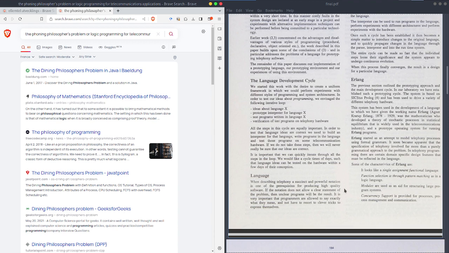Languages. When describing telephony, a succinct and powerful notation is one of the prerequisites for producing high-quality software. If the notation does not allow clear statement of the problem, then unclear programs will be the result. It is very important that programmers are allowed to say exactly what they mean and not have to resort to clever tricks to express themselves. This paragraph is also totally insane.